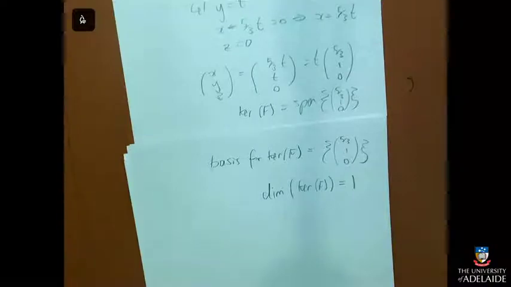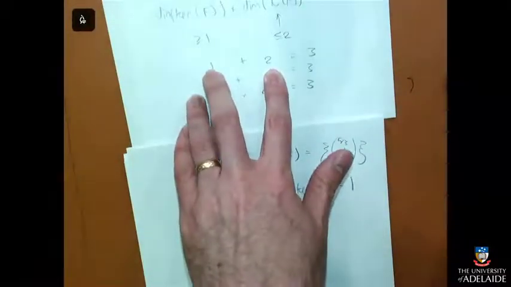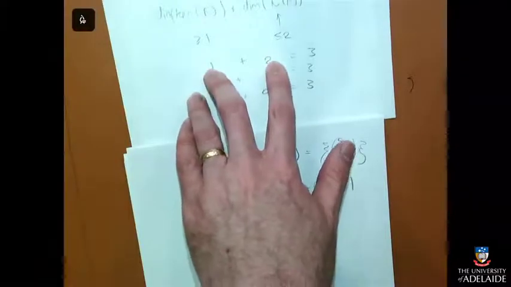Right, so now I know for sure that the range has dimension 2. It turns out that I'm really living in this land here where the kernel is 1, and so the range has to have dimension 2. Right, well the question is, how do I find the range?